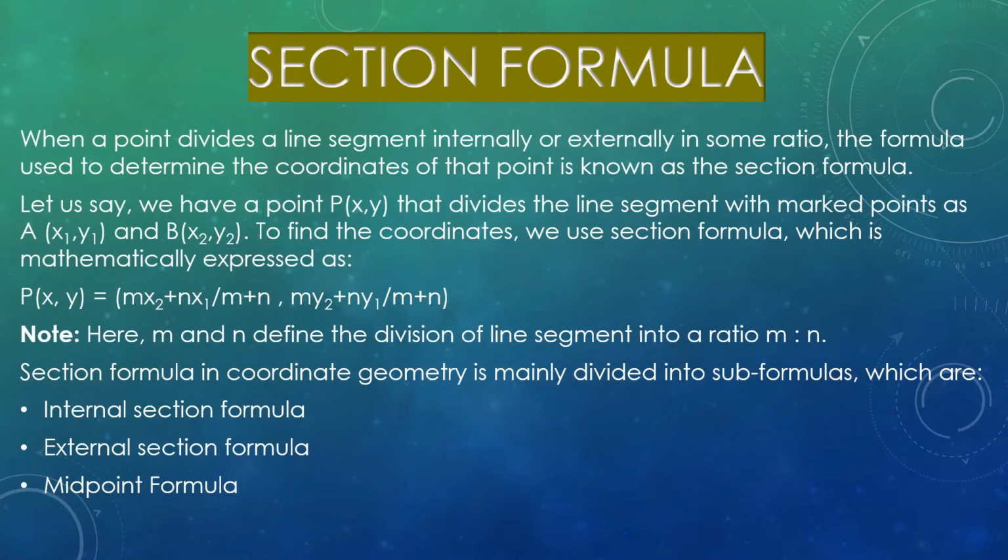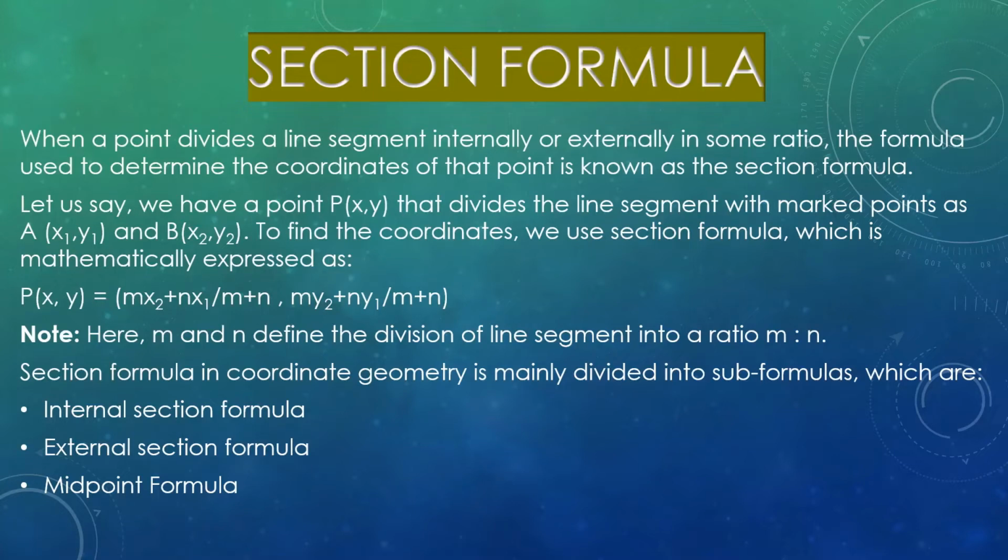Now we will see the section formula. So when a point divides a line segment internally or externally in some ratio, the formula used to determine the coordinates of that point is known as the section formula. Let us say we have a point P(x, y) that divides the line segment with marked points as A(x1, y1) and B(x2, y2).